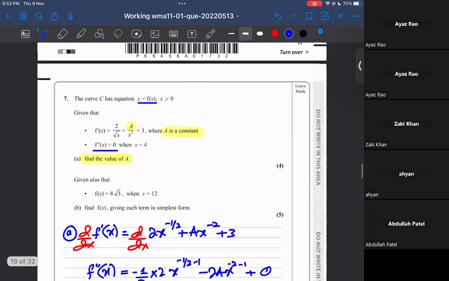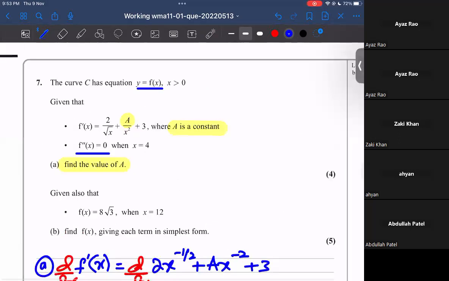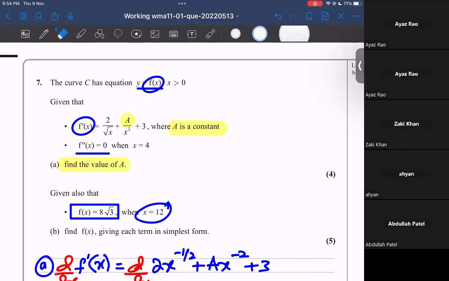Once I got this value, they are saying the function of x is 8/3 when x is 12. Find f(x), giving each term in the simplest form. So look, here you have the first derivative. In order to find f of x, you need to integrate this first derivative. I will integrate the first derivative, then f(x) will come. So I'm just copying down this function here. And I have the value of a, so I'm going to put the value of a here, which was -4.